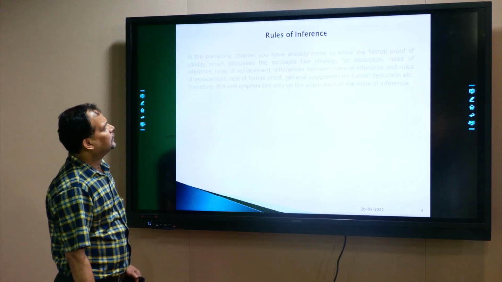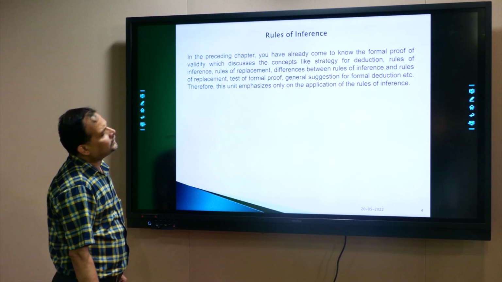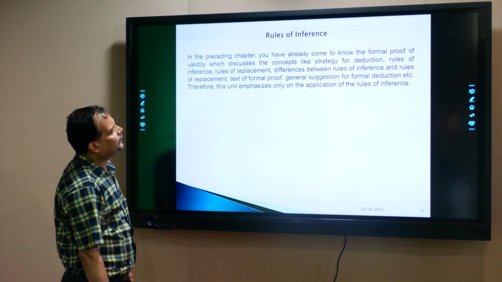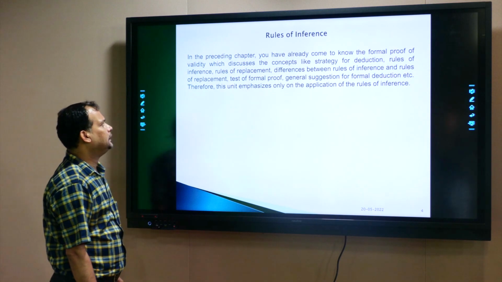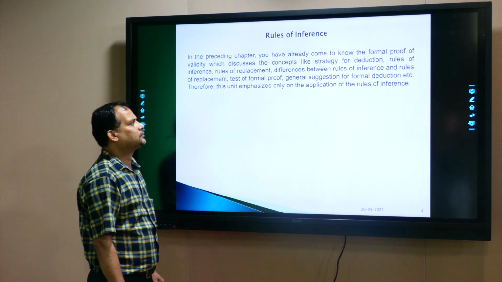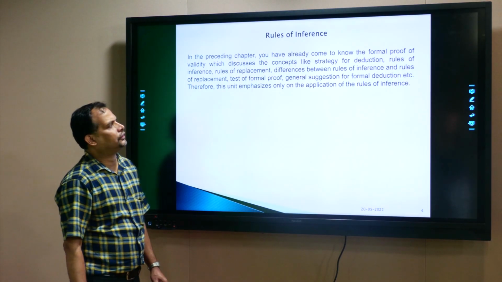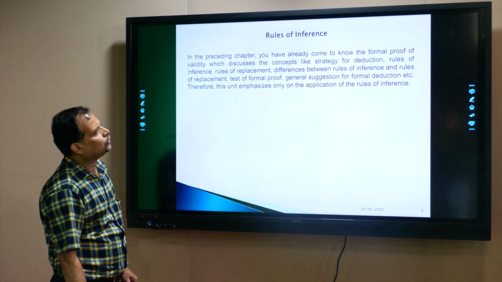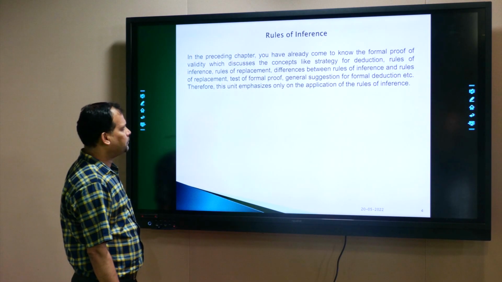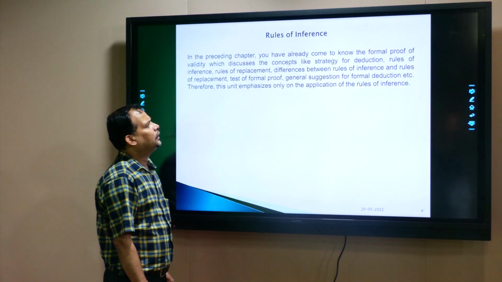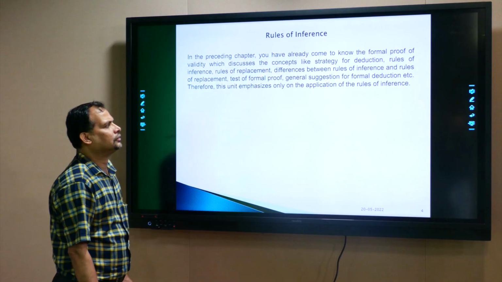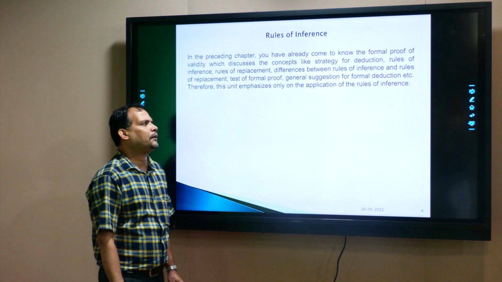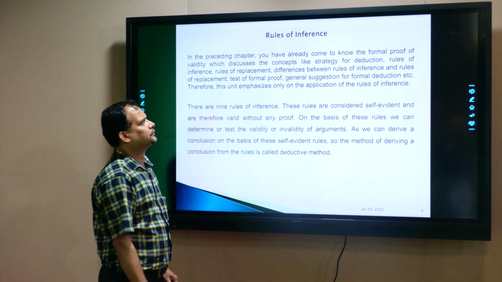Now, dear learners, you will see what is rules of inference. In the preceding chapter, you have already come to know the formal proof of validity, which discusses the concepts like strategy for deduction, rules of inference, rules of replacement, differences between rules of inference and the rules of replacement, test of formal proof, general suggestion for formal deduction, etc. Therefore, this unit emphasizes only on the application of the rules of inference.